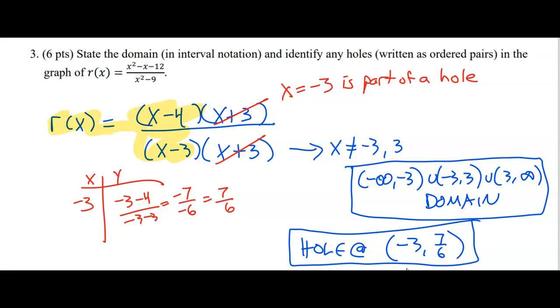Now, if you try to plug negative 3 into the original unsimplified form, you will get a 0 over 0 error in the domain. So you have to plug the negative 3 into the reduced form so that you can find out what the y value is for that hole. All right, hope this makes sense.